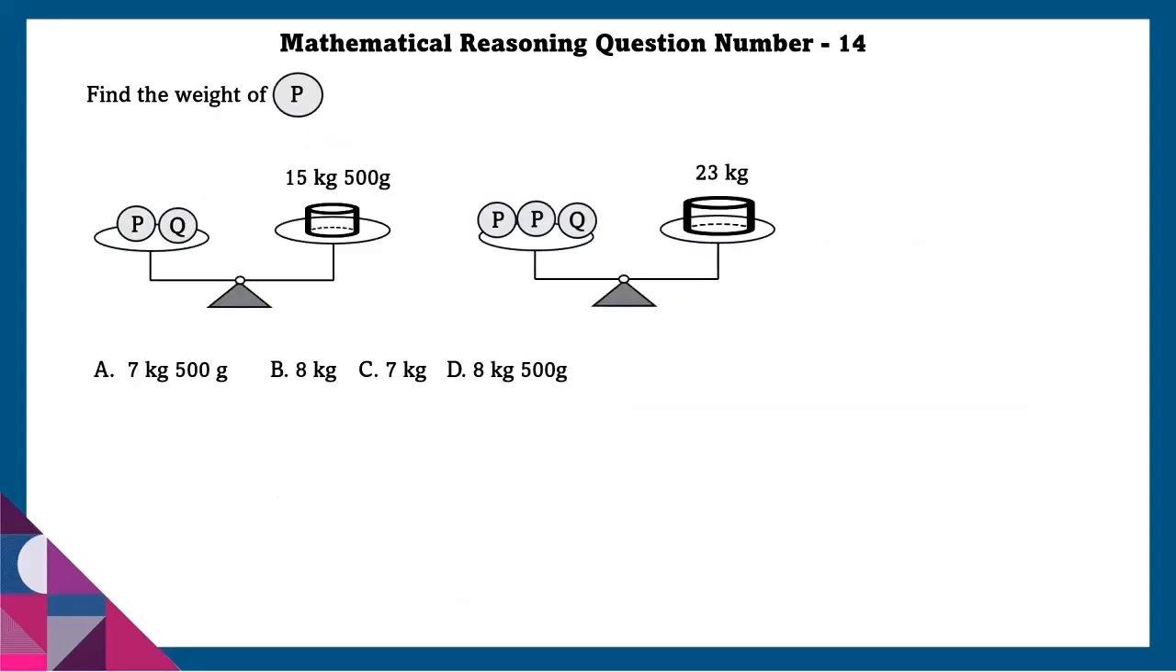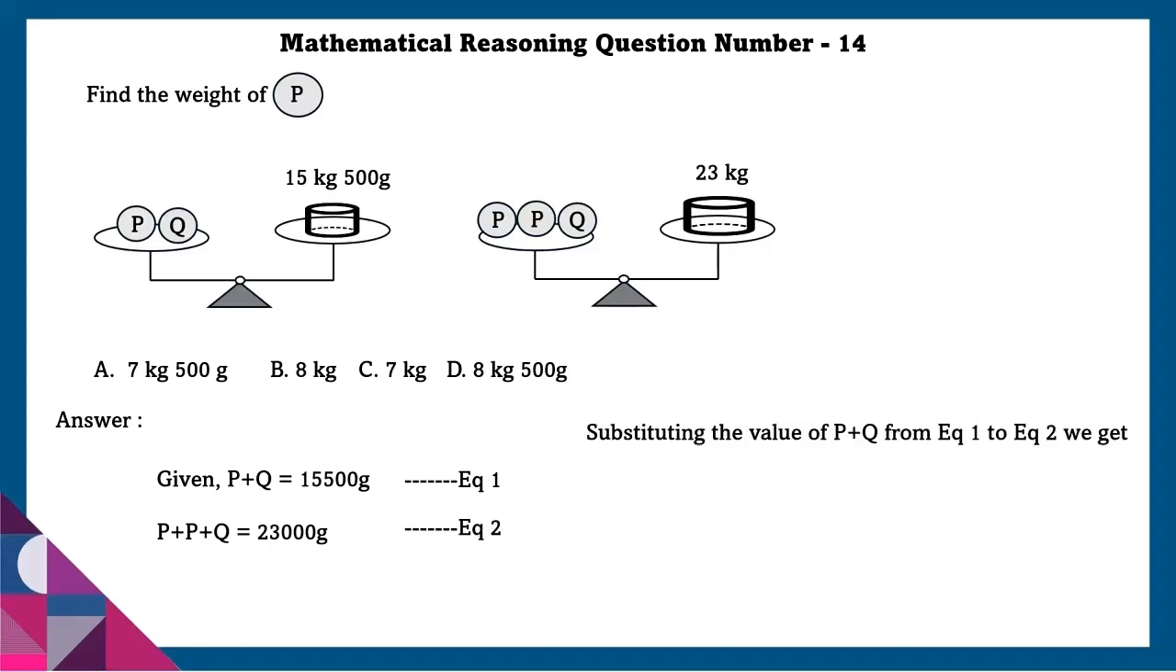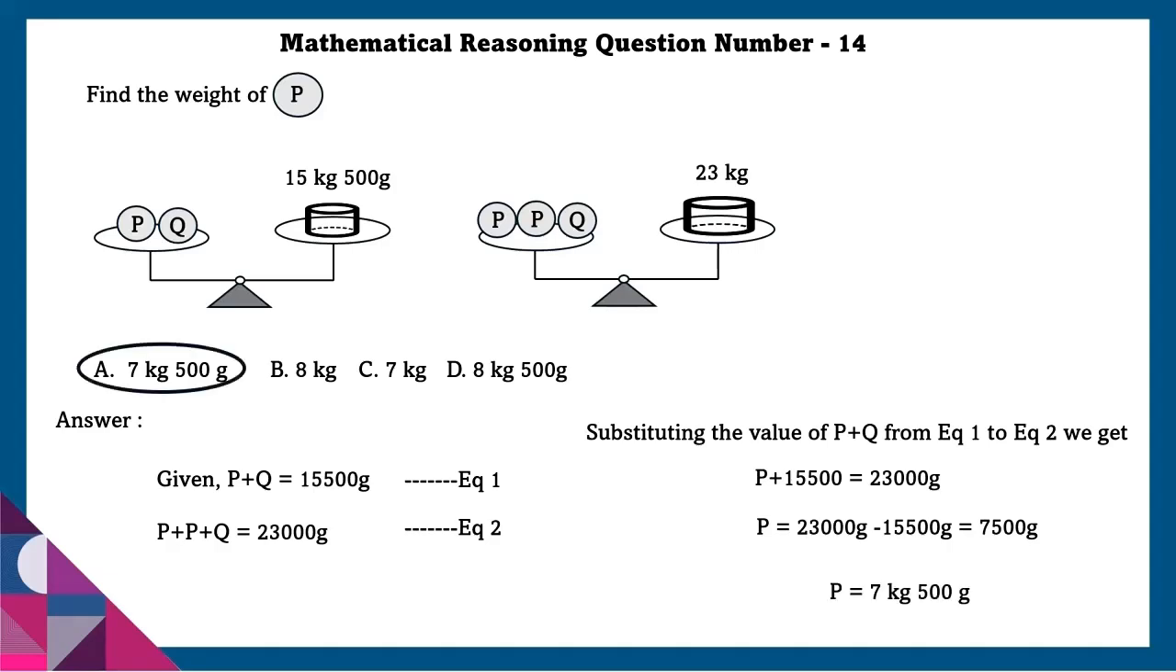Mathematical reasoning question number 14. Find the value of P. As we can see here, given P plus Q is equal to 15,500 grams. That is equation 1. P plus P plus Q is equal to 23,000 grams. That is equation 2. Substituting the value of P plus Q from equation 1 to equation 2, we can get the value of P, that is 7,500 grams. That is 7 kg 500 grams.